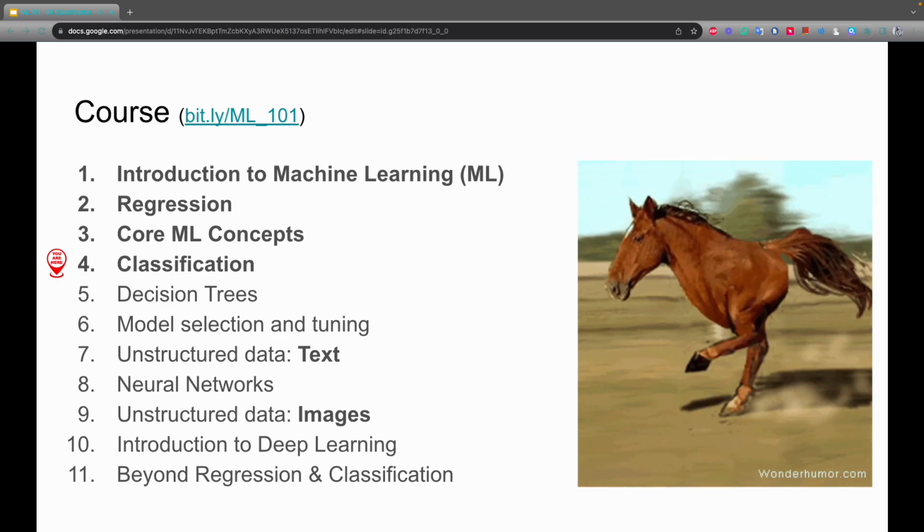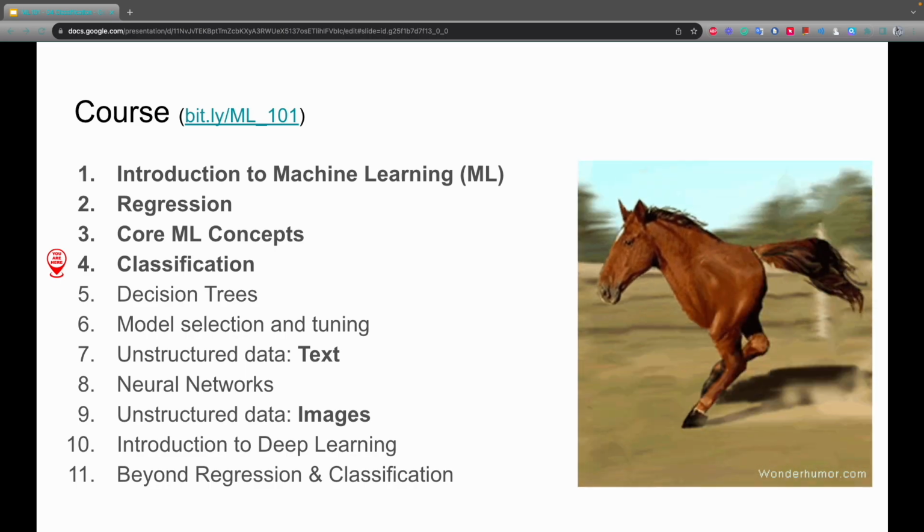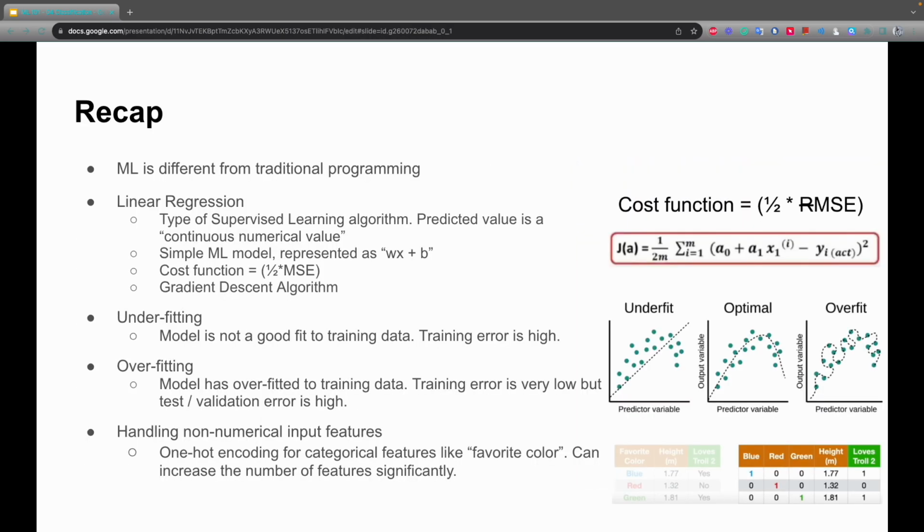In today's lesson, we will learn about the most common type of supervised learning, classification. Quick recap first. We learned about linear regression, which is a type of supervised learning algorithm that is used to predict a continuous numerical value. We trained a linear regression model to predict GPA. In today's lesson, we will cover a completely different type of problem, dealing with categorical labels.